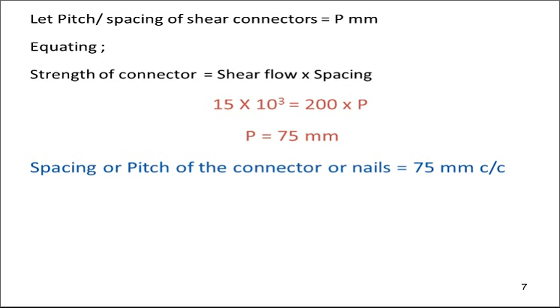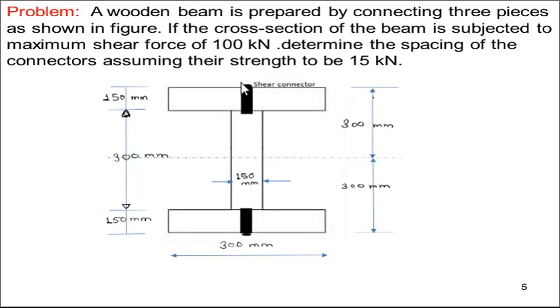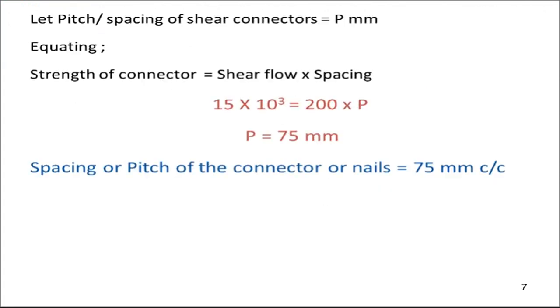The strength of the connector is given in the problem. You can see here in the last line, the connectors' strength is to be 15 kilonewton. So the strength of the connector is given as 15 kilonewton. You can convert it into Newton: 15 into 10 raised to 3.